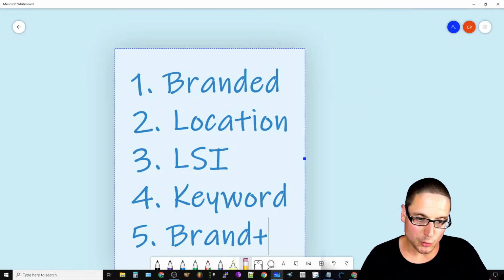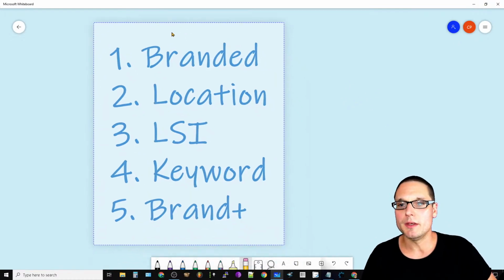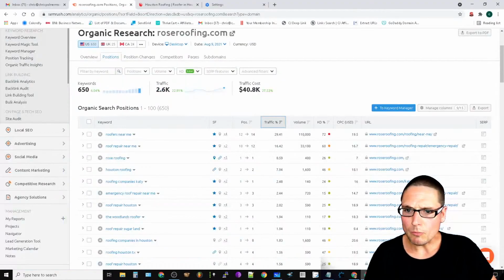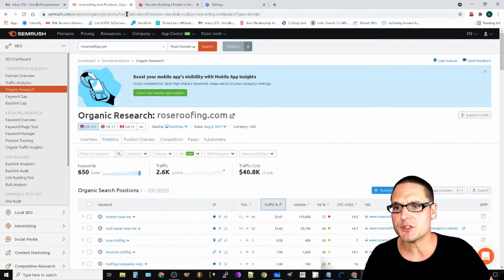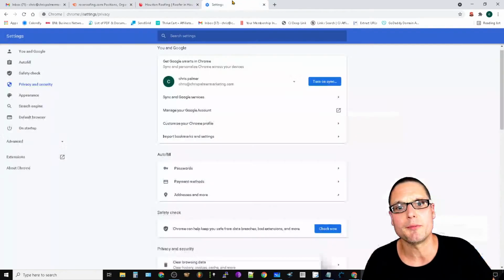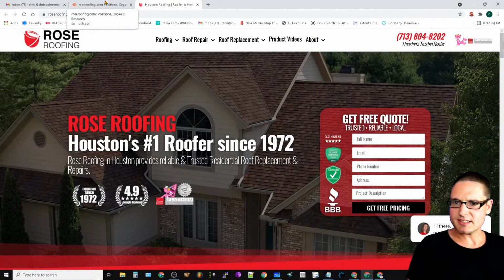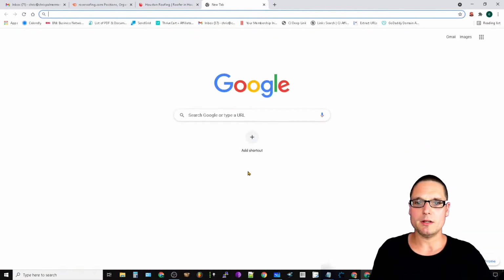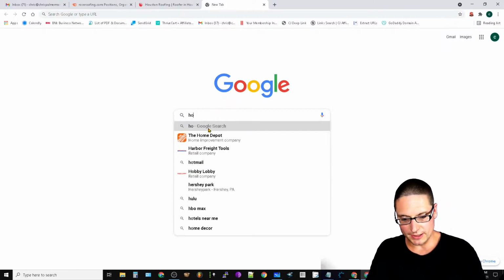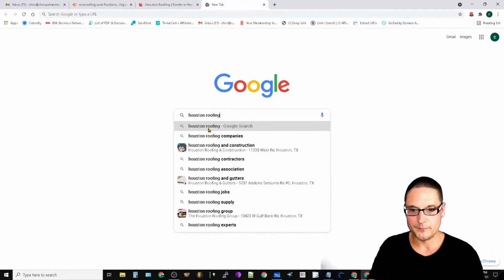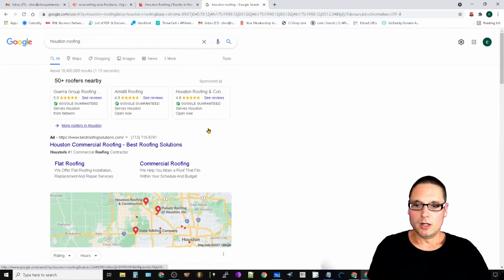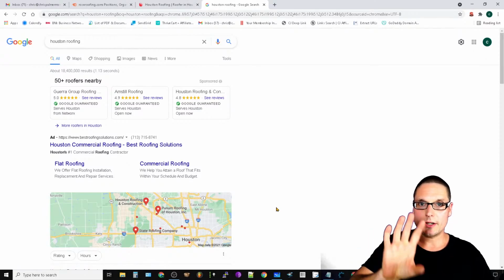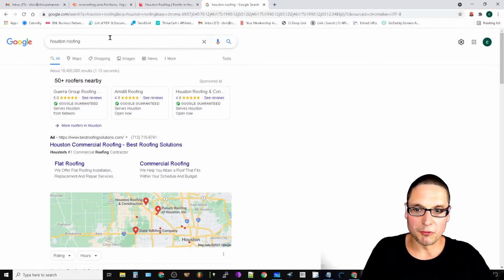So let's go over an example so we can start to determine what these are and what you should be looking at. Let's start from the beginning. I was looking at something for someone else, but that's okay, we can just use this as an example. Let's say that we're targeting Houston roofing. We're going to do more than one, but for this video, let's concentrate on the one. Let's say we're shooting for Houston roofing.